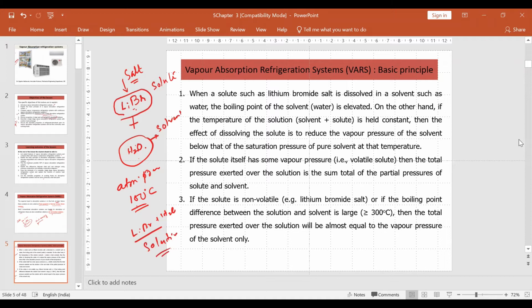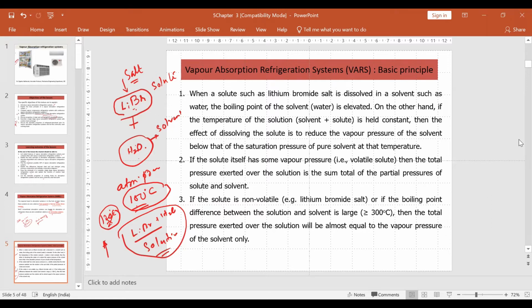The normal boiling point of water at atmospheric pressure is 100 degrees centigrade. If we prepare a solution of lithium bromide, then the normal boiling point of this solution increases. That is, instead of 100 degrees centigrade, it will boil at, suppose, 120 degrees centigrade. That means the normal boiling point of the solution now increases. So this is the basic concept of the vapor absorption refrigeration system.